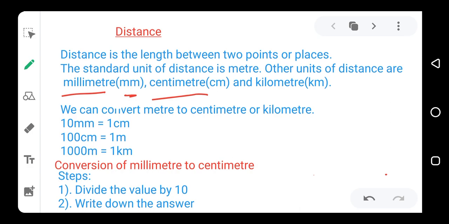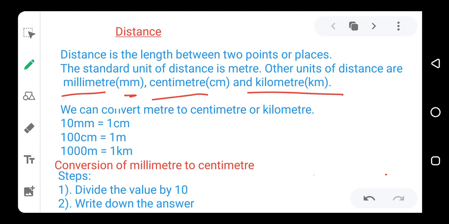But when the length you are measuring is just moderate, like you want to check your height, you use the meter, which is the standard one. I said that when the length is very big, you use kilometer. The abbreviation for kilometer is km. The abbreviation for centimeter is cm. And the abbreviation for millimeter is mm. So these are the other units that we use when we are measuring distance.